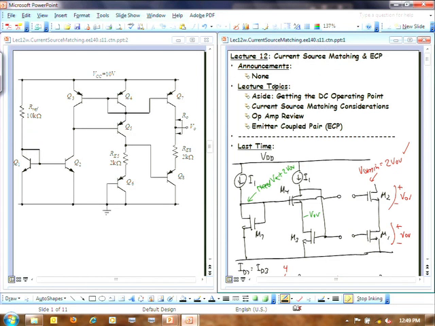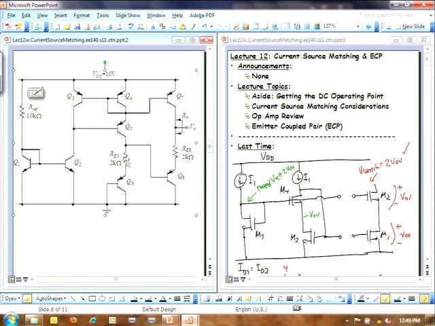But the lecture topics today are going to be current source matching, op-amp review, and emitter coupled pair. But the aside that I want to talk about, in talking with some of you in office hours and also talking to the TAs, is this DC bias operating point here that I want to make sure that you guys are comfortable doing. And maybe that's what some of the issues were. These are complicated looking circuits. But in the end, they're really not that complicated once you know the procedure of how to analyze these sort of things.